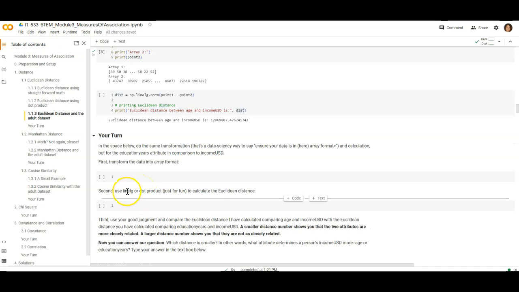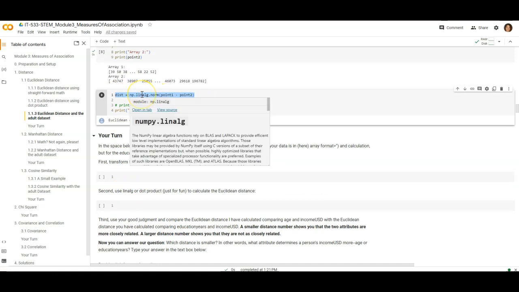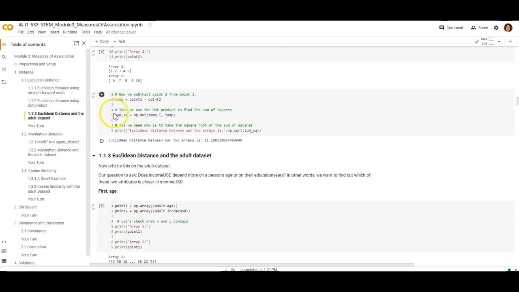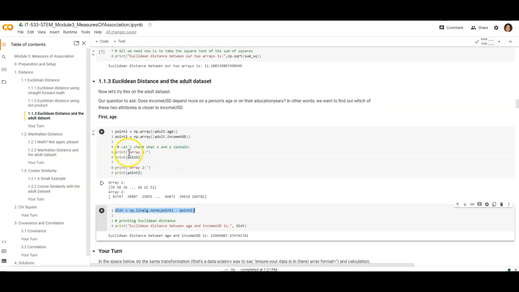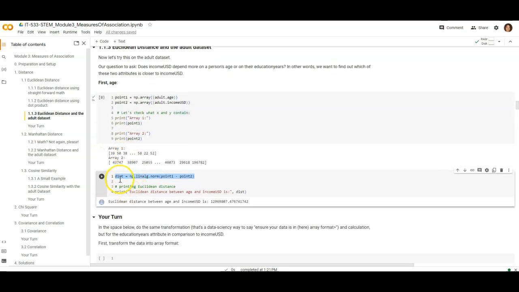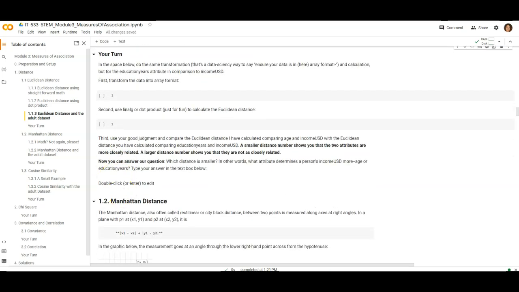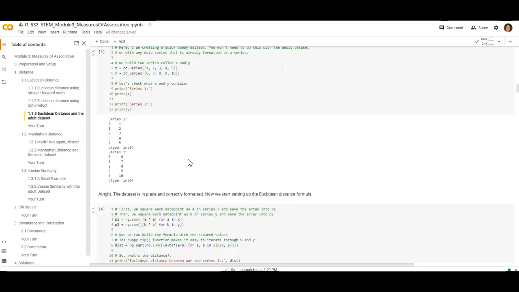I'm giving you the option of using either the one-liner here of linear algebra, or if you would like to use the dot product, then please use the dot product. It doesn't matter, you should see the same results either way. And that completes our conversation about Euclidean distance.